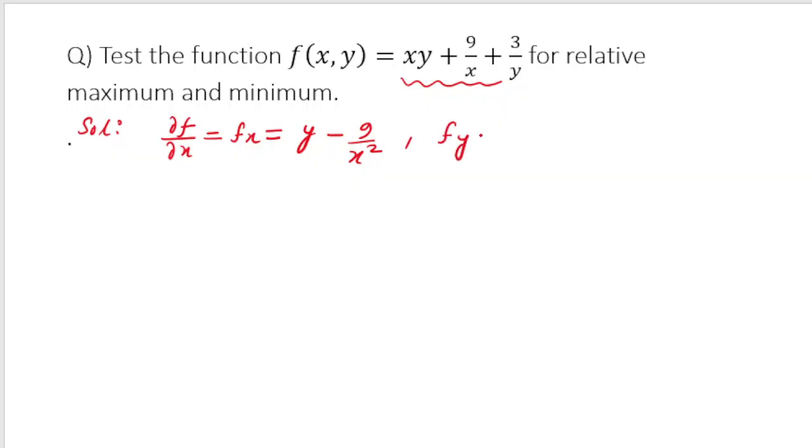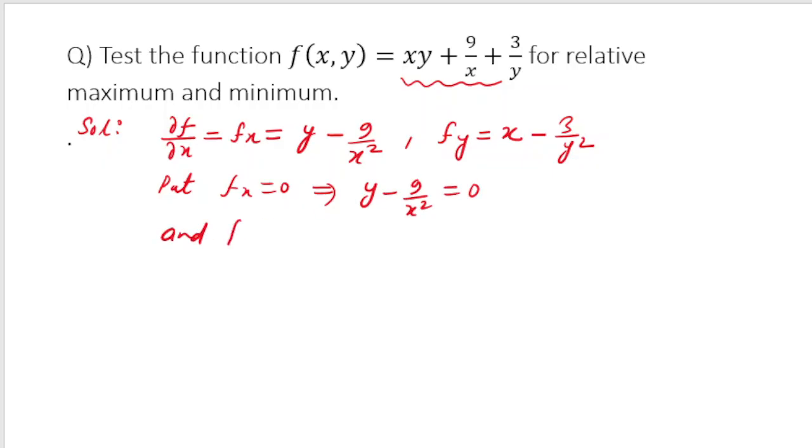And what we have to do, we have to first find f of y. So f of y will be, if I differentiate this with respect to y, I will get x, and 9 by x will be 0, and this 3 by y will give me minus 3 by y square. So to find the critical point, we put f of x is equal to 0. This implies y minus 9 by x square is equal to 0, and also put f of y is equal to 0. So this implies that x minus 3 by y square is equal to 0.